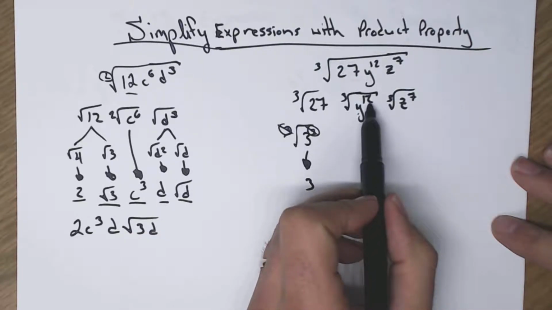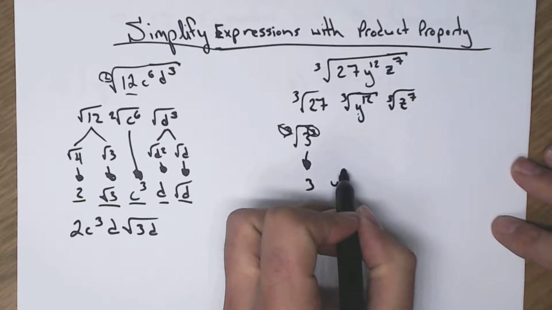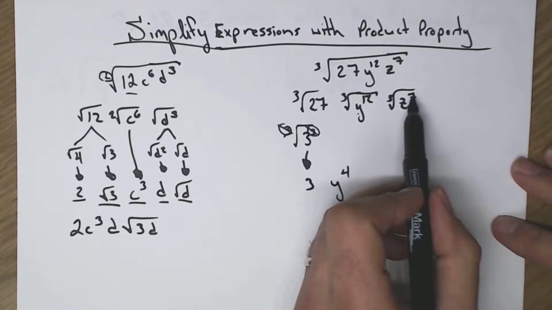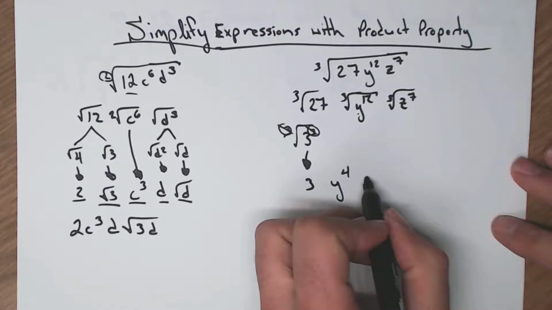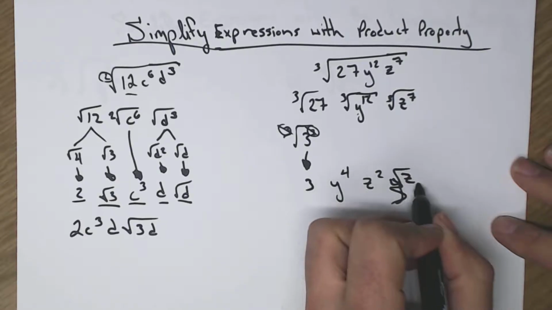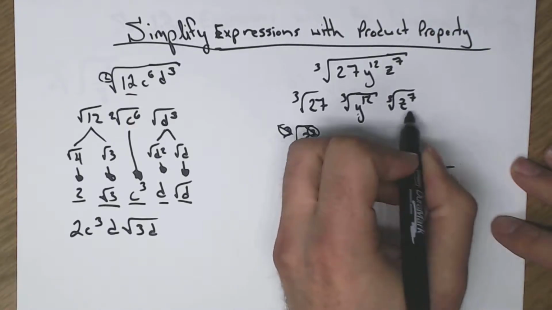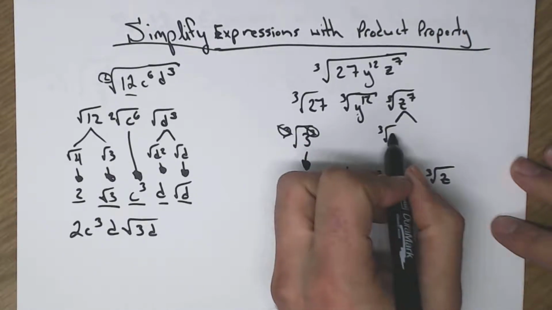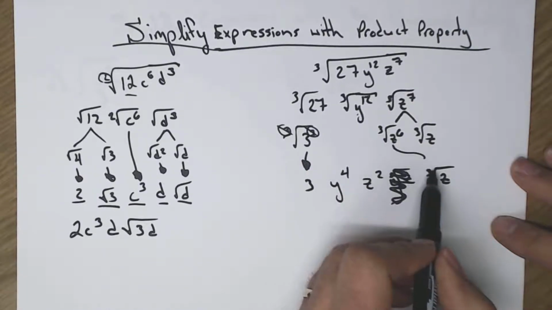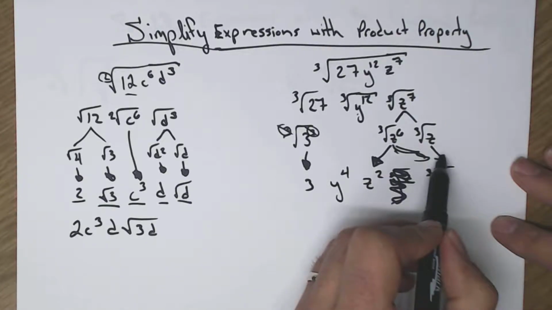This y to the 12th, we're going to treat it kind of the same way. How many times does 3 go into that 12? And that's going to be y to the 4th. Z to the 7th. How many times does 3 go into the 7? Twice. So I'm going to have z squared, but I'm left with another z underneath the cube root. I'll write that better, because this splits up into the cube root of z to the 6th and the cube root of one more z. That part comes over and gets us z squared, and that part comes straight down.